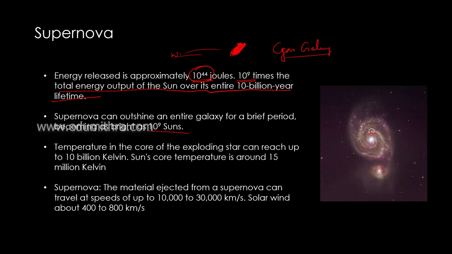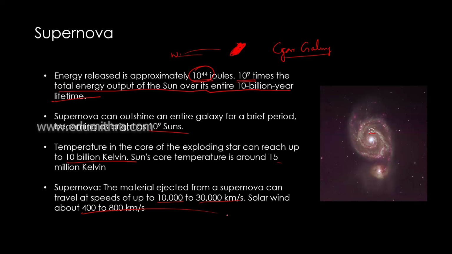And now another thing, the temperature is actually 10 billion Kelvin. The Sun's temperature, you know, is only 15 million. And the material will be ejected at a high speed of some 10,000 to 30,000 kilometers per second. So maybe comparable to some 10% speed of light. If there is one more zero, it is actually the speed of light. That is the speed of the supernova ejected material. But in the case of the Sun, the solar wind is just 400 to 800 kilometers per second. So why am I comparing it to the Sun? Just to see how bright and how energetic that event is.